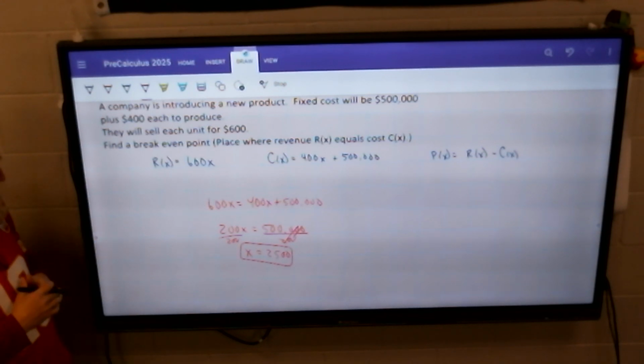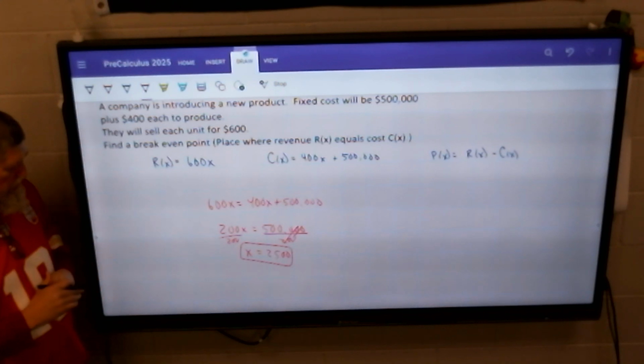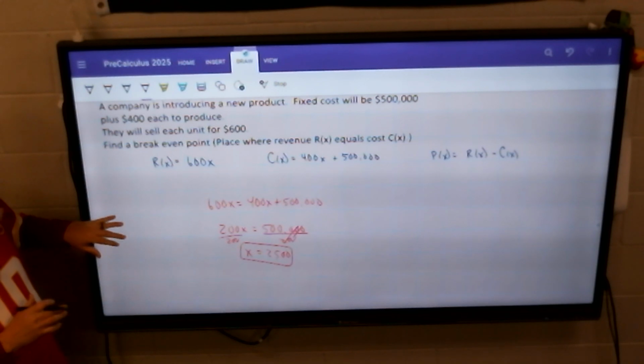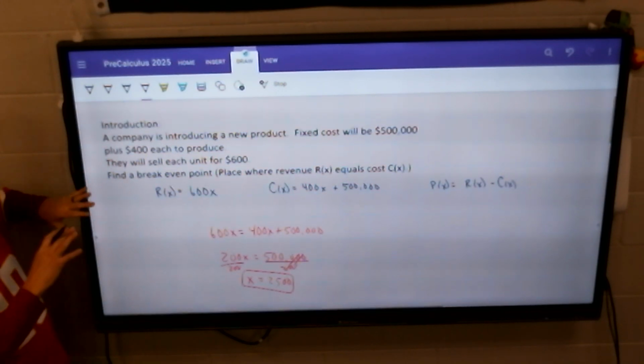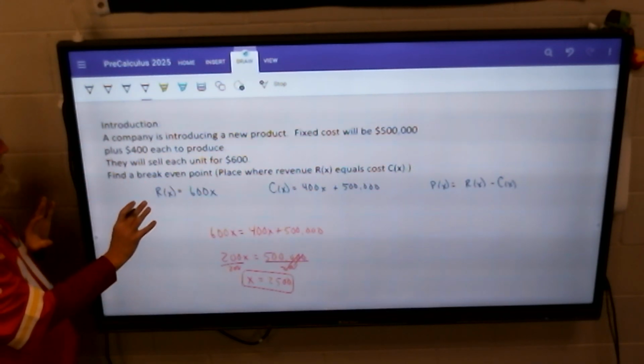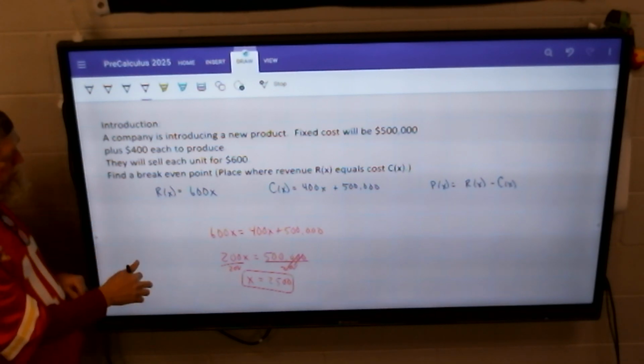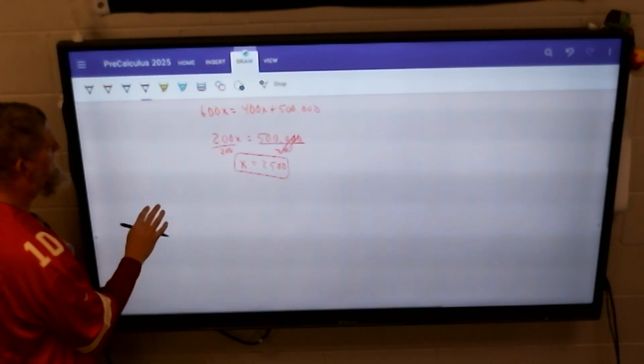Where'd 600 turn into 200? Subtracted 400 from both sides. Oh, subtract. Just solve your equation. Okay, so the idea of taking restrictions in the form of equations and then making one value that works for both. All right, so here's the topic then.